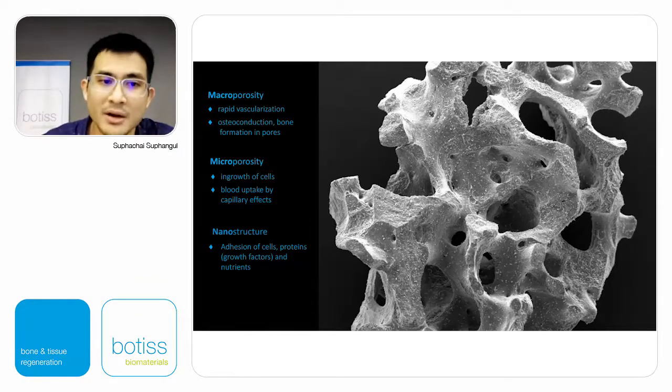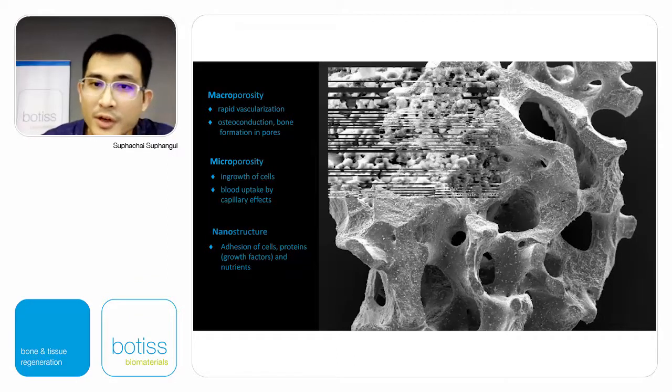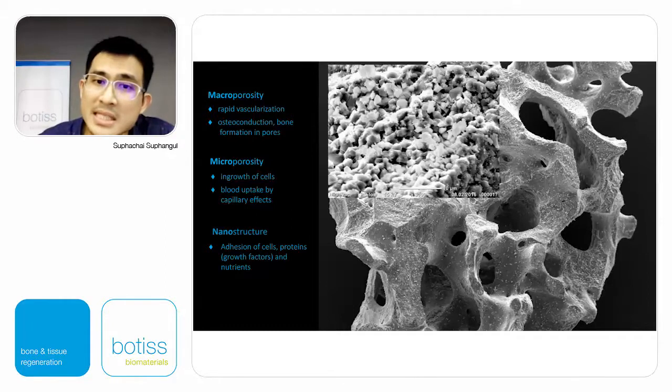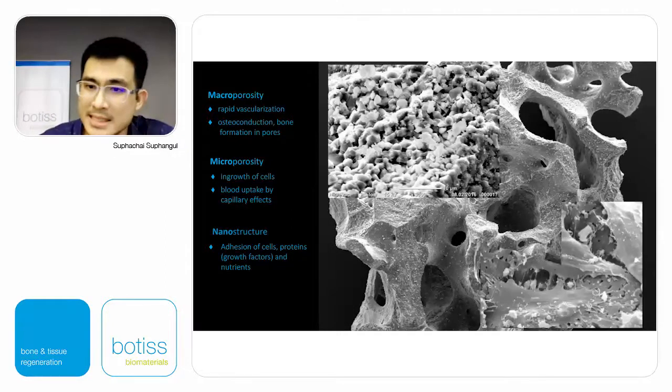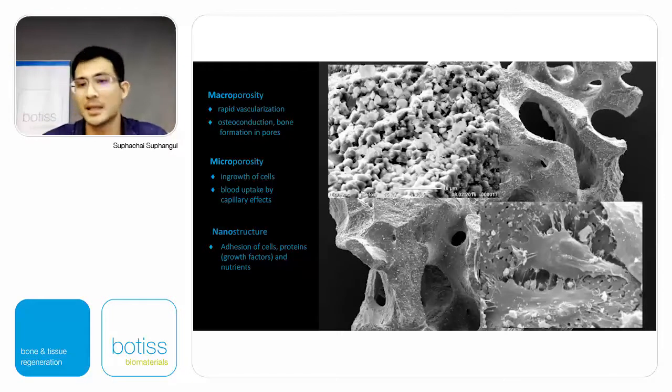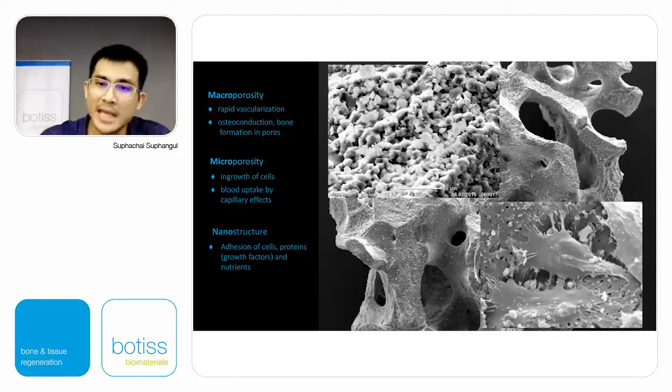For the nanostructure, when you take a closer look at high magnification, the surface itself has roughness also. That is good for cell adhesion. So like this, osteoblasts can attach and start to grow, and they deposit the mineralized component.